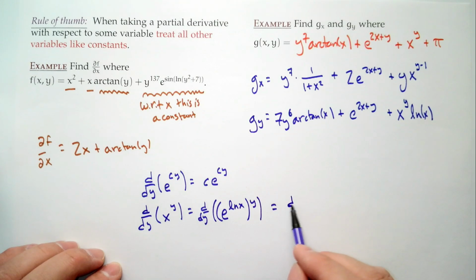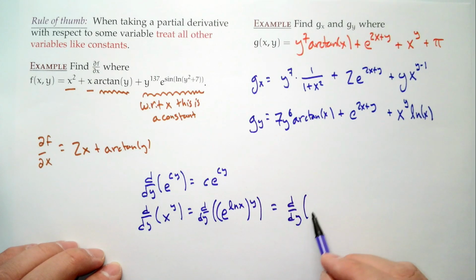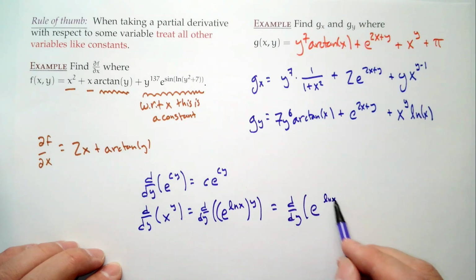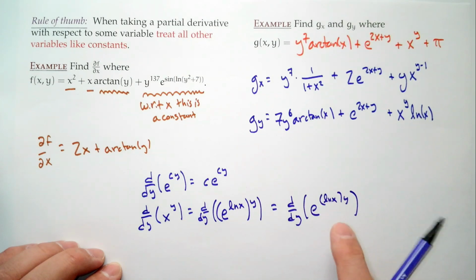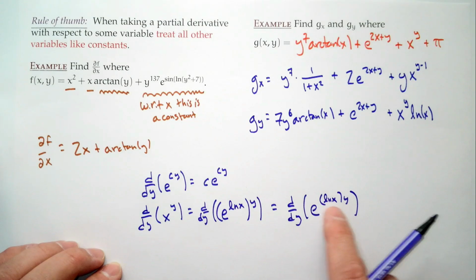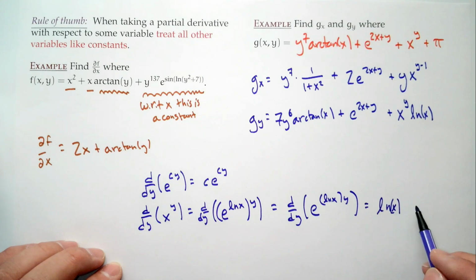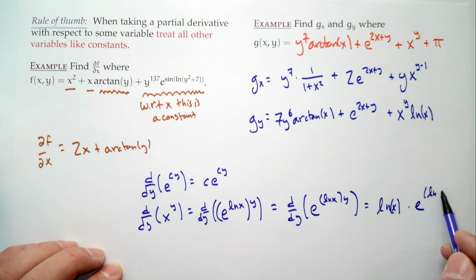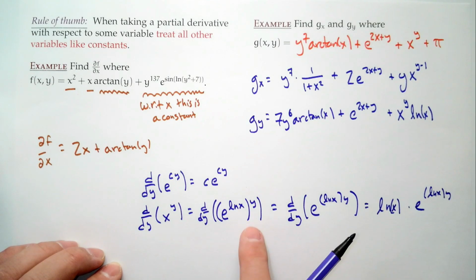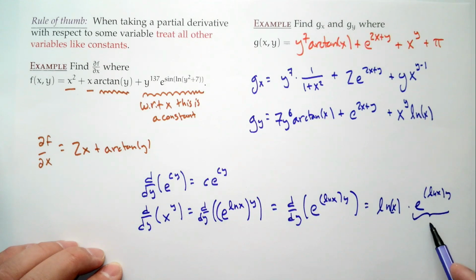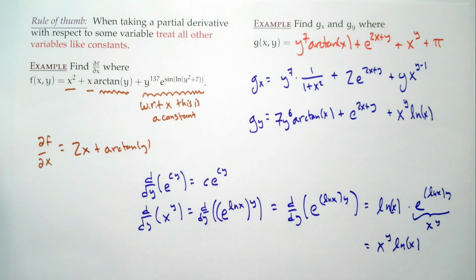But that's the same as the derivative with respect to y of e to the natural log of x times y. So notice, now I'm back here, where my constant is this natural log of x. So I end up with natural log of x times e to the natural log of x times y. But now I just undo what I did before. This part right here is x to the y. So we get x to the y natural log of x. So that's where it's coming from.